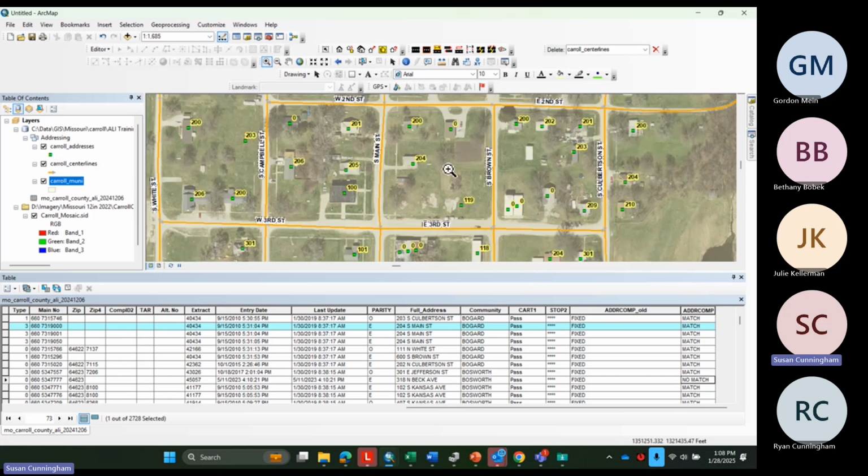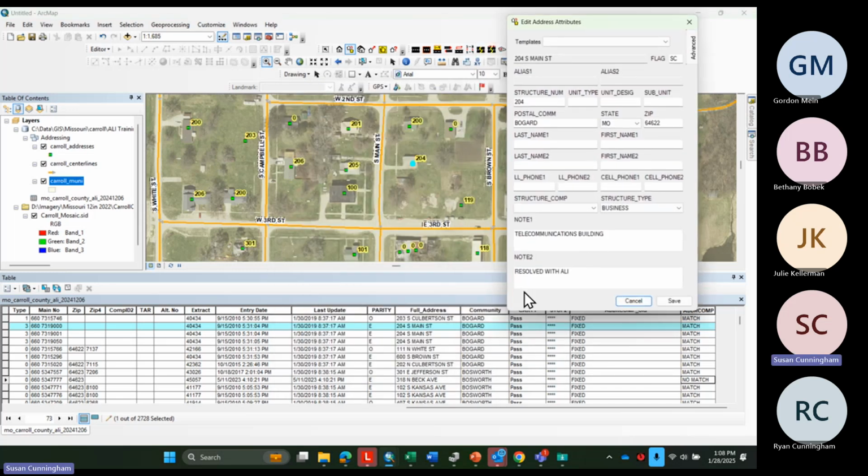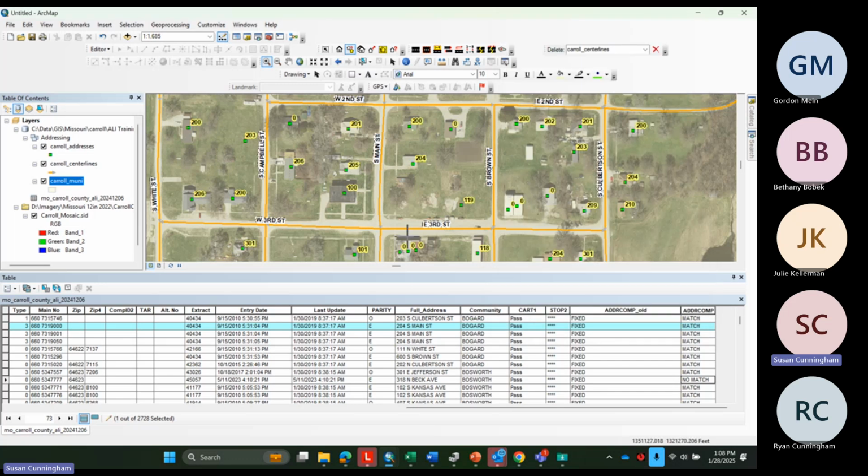Let's look at the notes I left on this point when I created it or added it. It was a telecommunications building. I resolved it with the alley. There was nothing there to begin with, so I actually added that point. How did I know that that was a place to add the point? Well, I looked down here and we have a 200. We have nothing here. We're missing a 204. It's across from a 205.